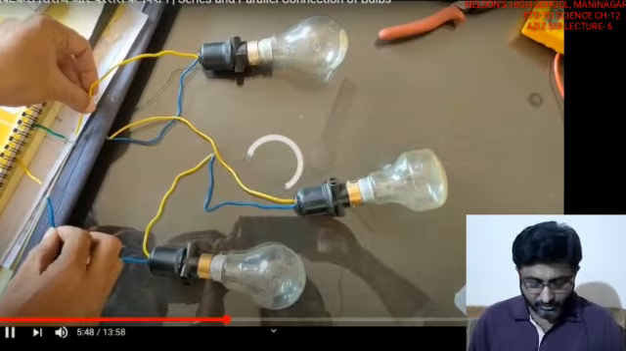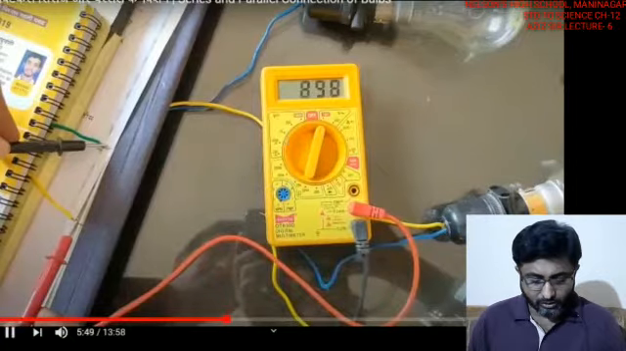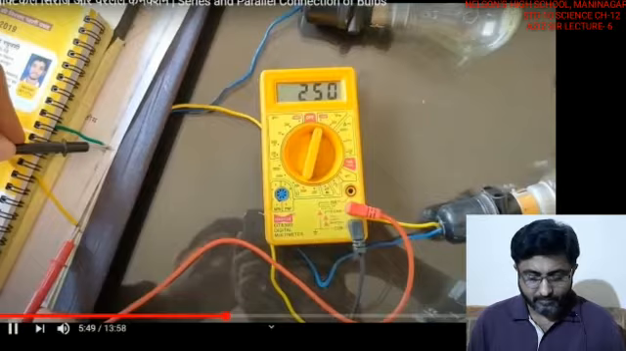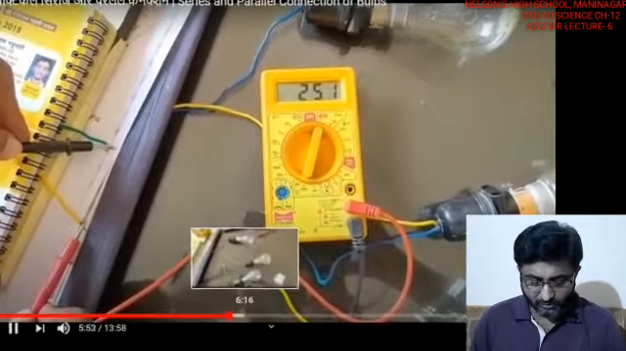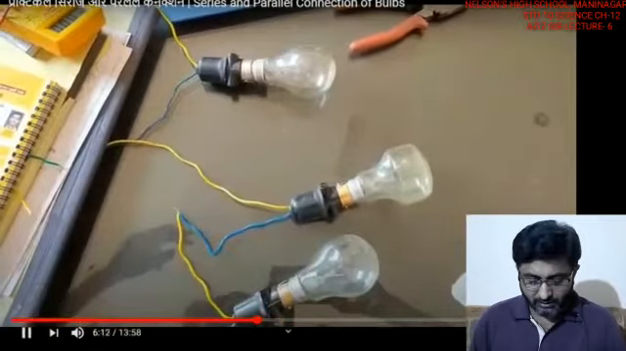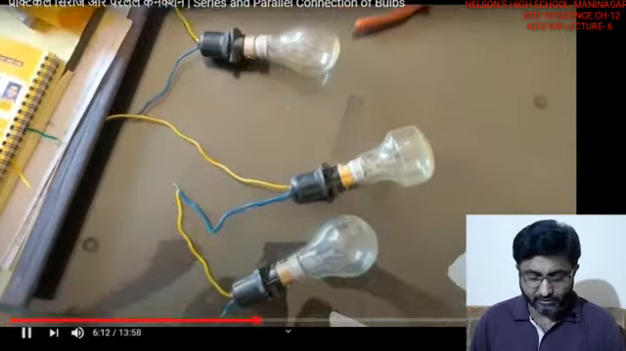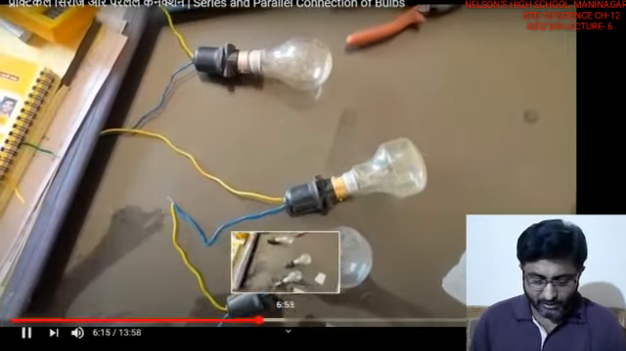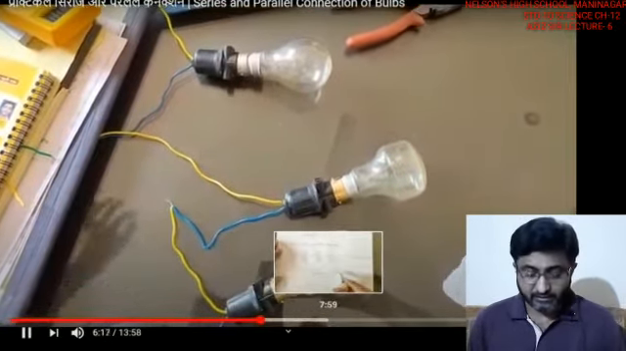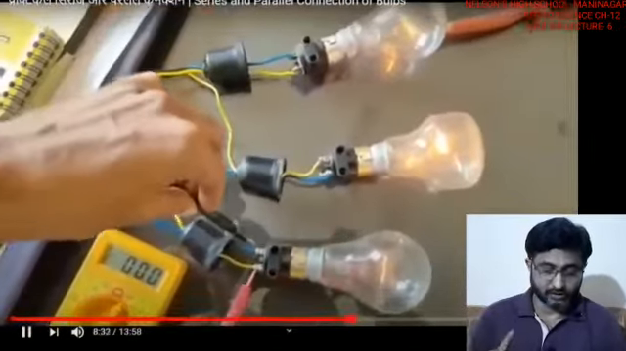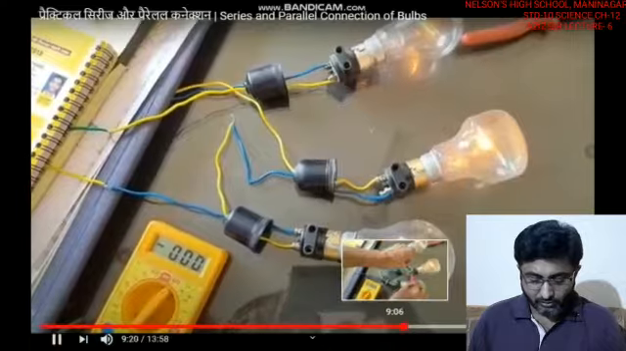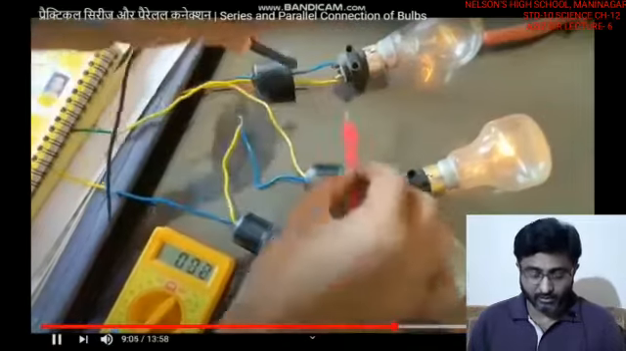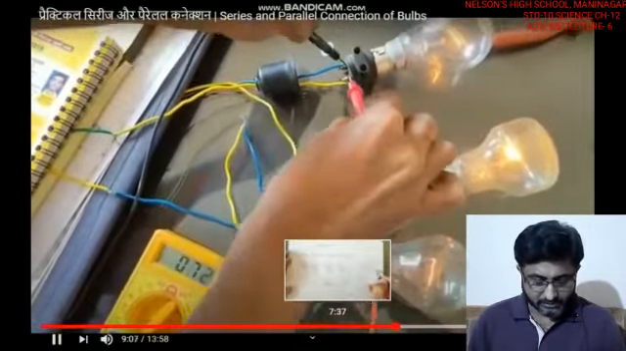If you measure this, the total voltage is 250, and if you individually measure the voltage across each resistor, all 3 as individuals, you may see that the voltage is divided by 3. Here we are able to see the total voltage as 250, but in the case of individual voltage you will not see the same amount of voltage across the individual resistor.